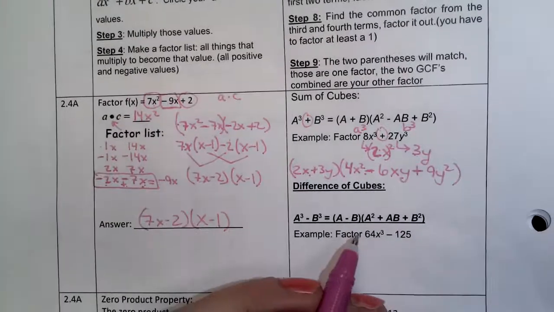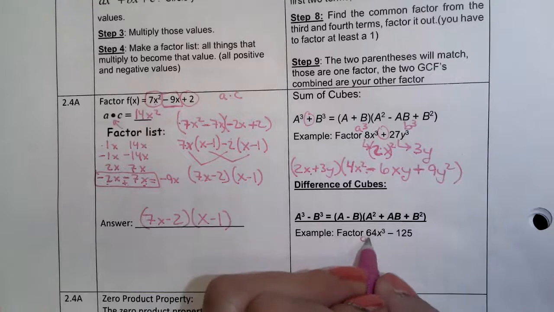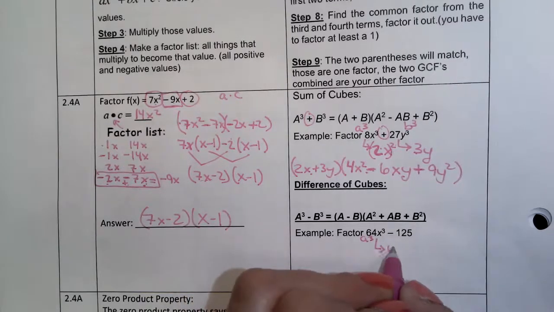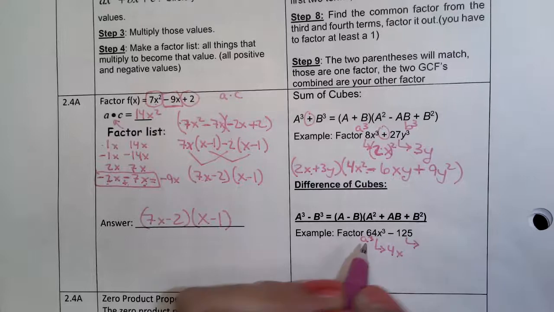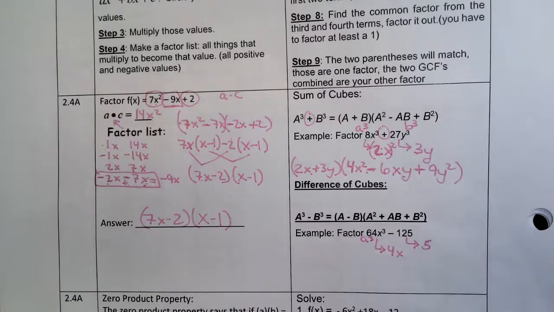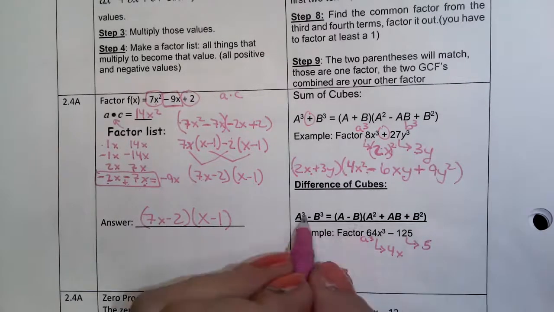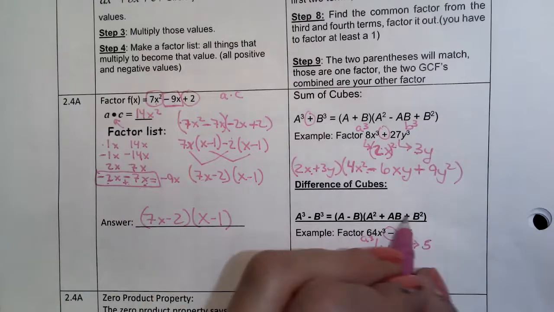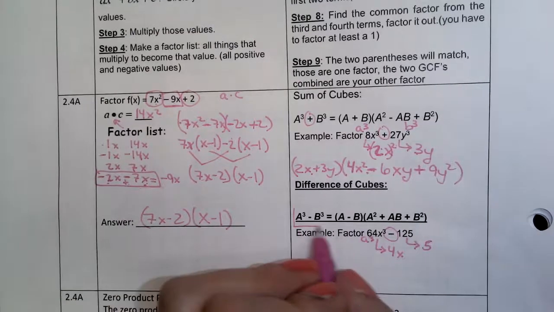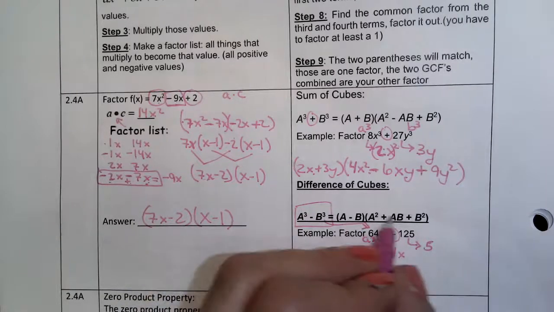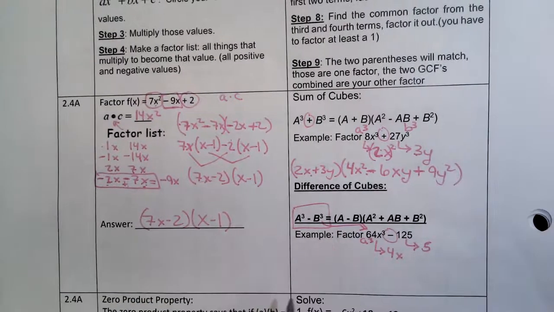Difference of cubes, exact same thing. This is my a cubed, so my a would be 4x. This is my b cubed, so my b would be 5. It's a minus here, so I'm going to use this formula here. This is what we started with, and this is the formula I have to plug in.